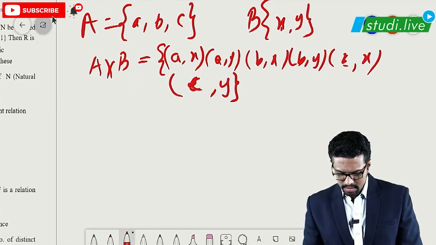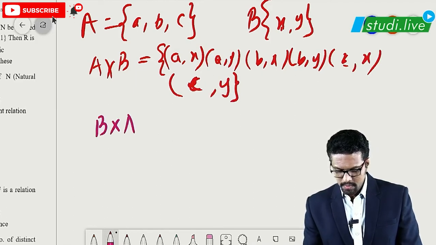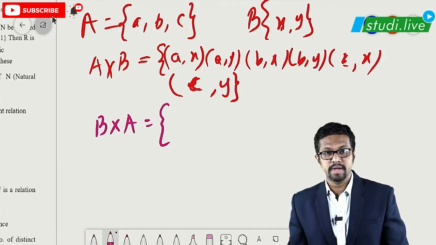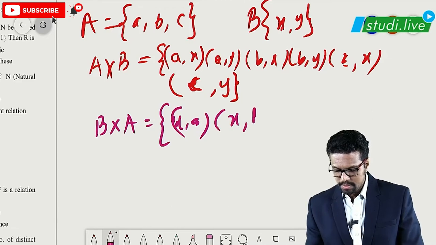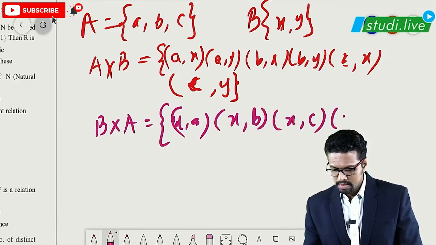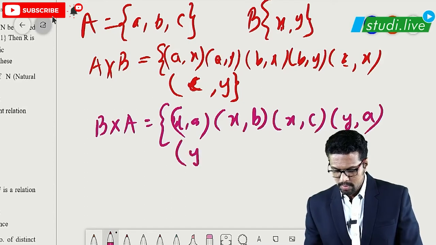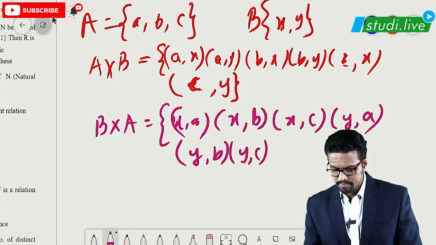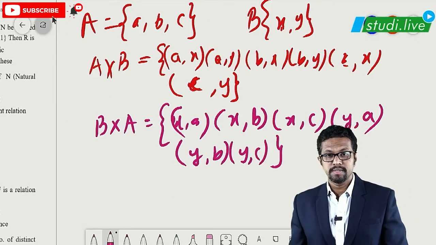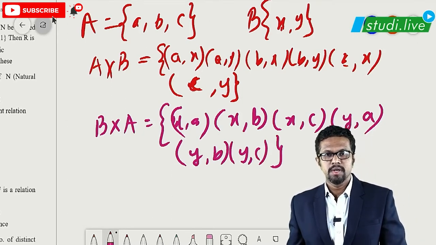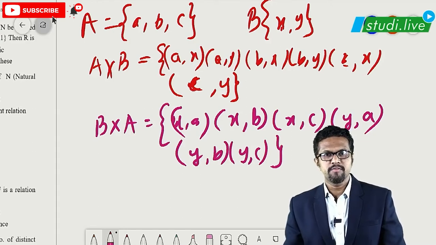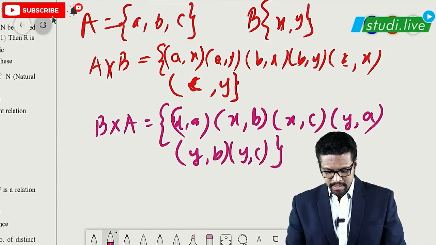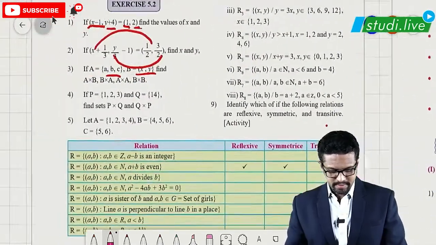If I am finding B cross A, obviously the first element will come from B and the second element from A. So that will be X comma A, X comma B, X comma C, Y comma A, Y comma B and Y comma C. This will be the product of the set B cross A. Of course we can find A cross A: A comma A, A comma B, A comma C, B comma A, B comma B, B comma C, and C comma A, C comma B, C comma C. We can find B cross B as well. So this is how we find the product of sets.